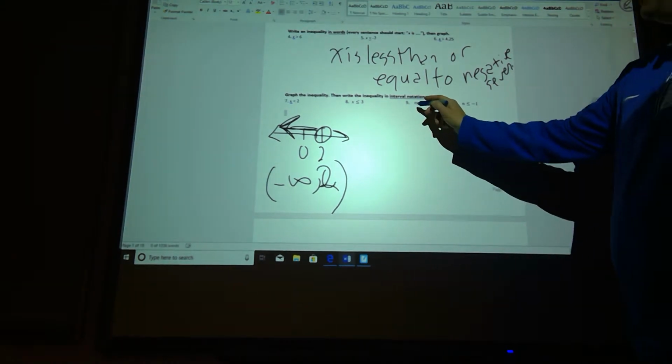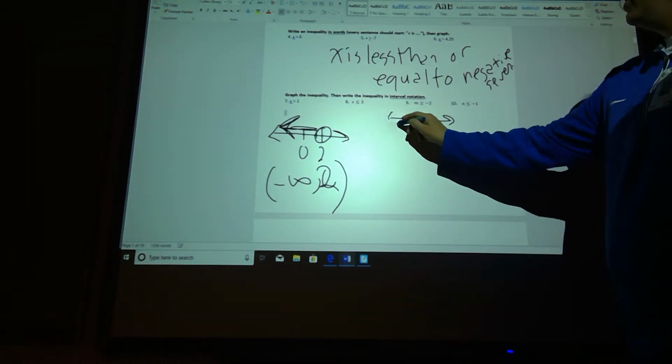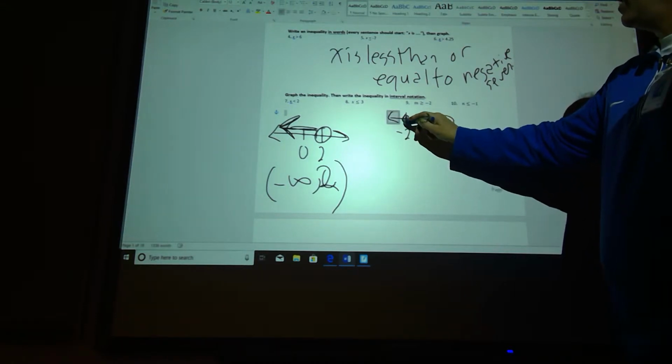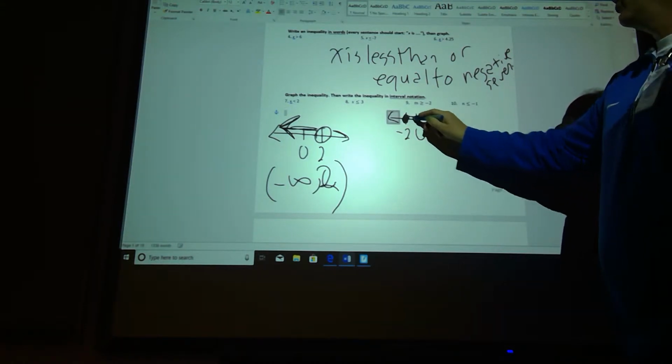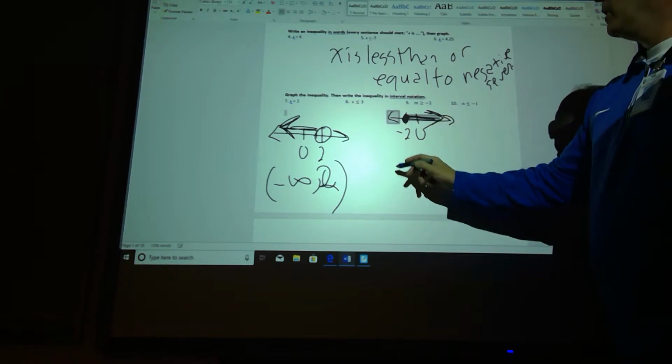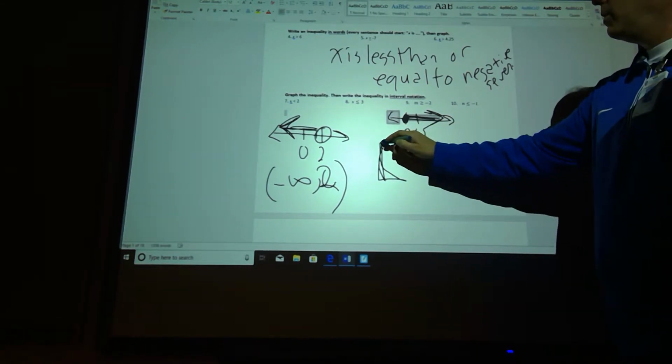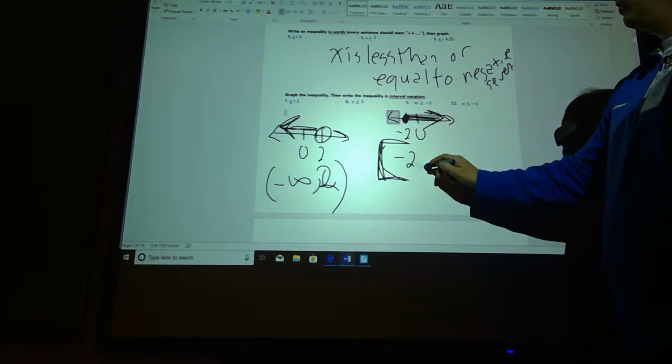Number 9, on a number line, we have 0 here, we'd have -2 here. This is a solid dot because you have the equal sign, and we're shading it to the right. And so this is going to go from a square bracket, because we have included -2, to infinity.